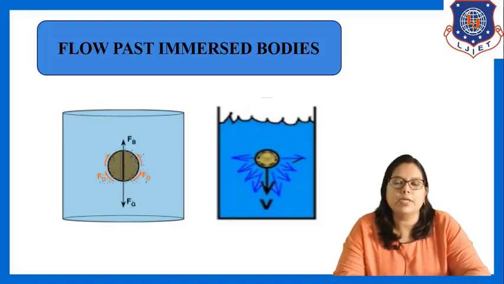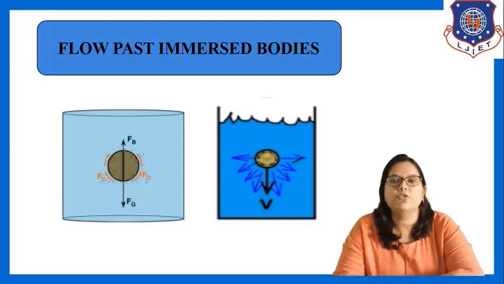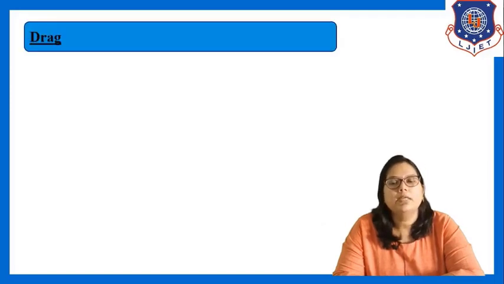Past immersed bodies. Let us start the second part of the chapter, which is flow past immersed body. Basically, flow past immersed body describes what is the effect on a solid body when it is inside the fluid in moving condition. And for that we have to study two important terms, drag and drag coefficient.